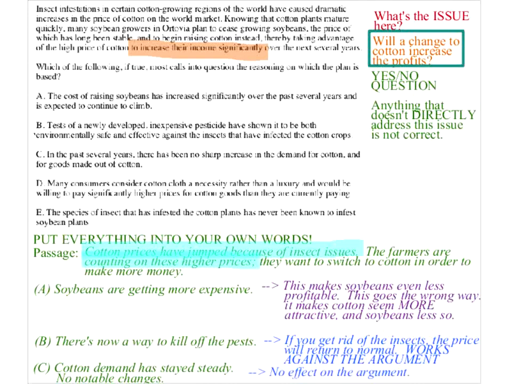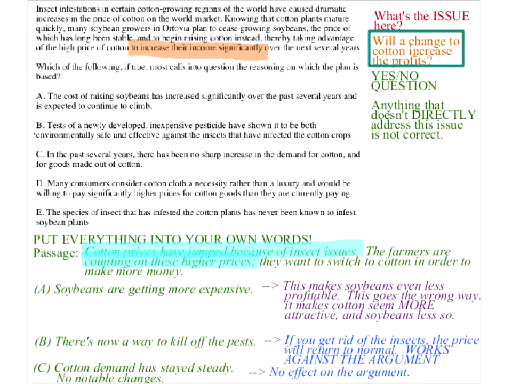Because the reason why farmers are making more money here, supposedly, is that there are bugs killing off cotton crops. It's not an increase in demand for cotton. That's not why the price has gone up. So we don't really care about that. If the choice said that demand for cotton is going to go down, then you would have something, because that would actually drive down prices. But steady demand, right? So we don't know. There's no change from that. That doesn't strengthen and it doesn't weaken.